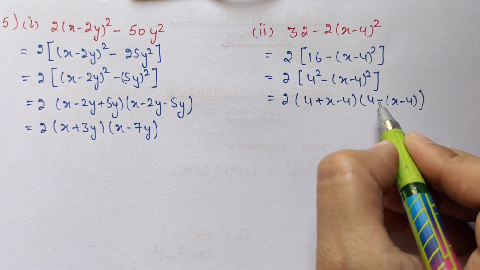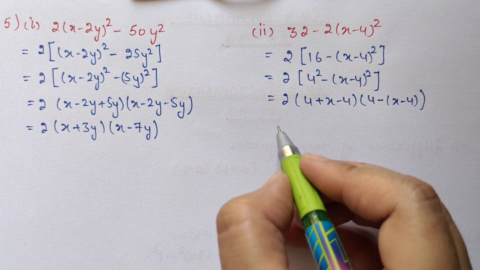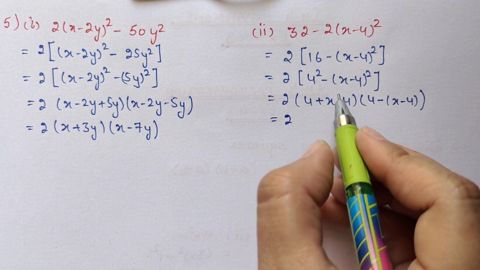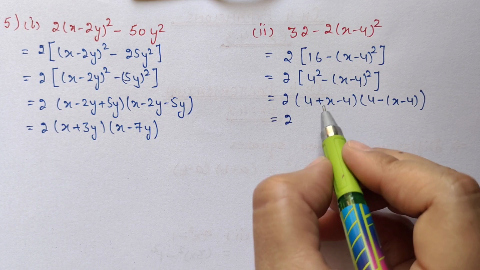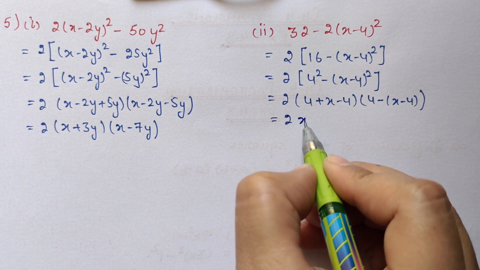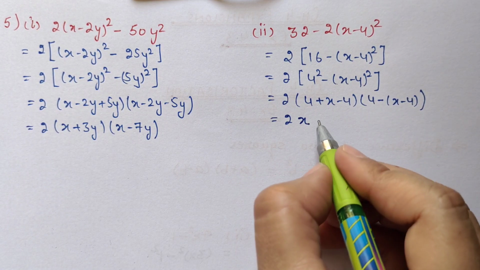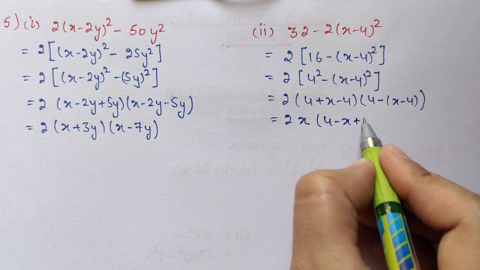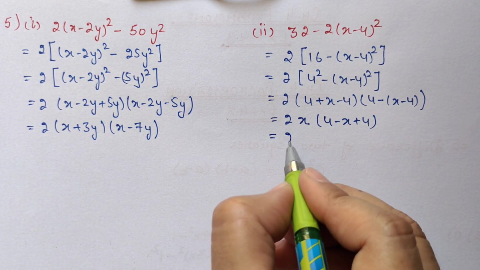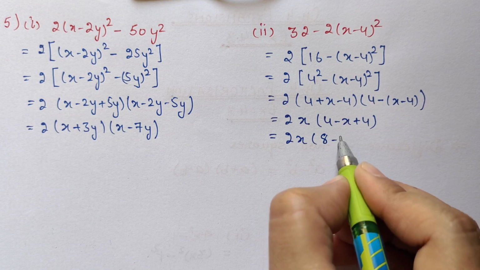Because here the minus symbol is there, keep it in the bracket first. Simplify it. 4 minus 4 will cancel out, so we will get x only here. Then 4 minus x plus 4, and it will become 8 minus x.